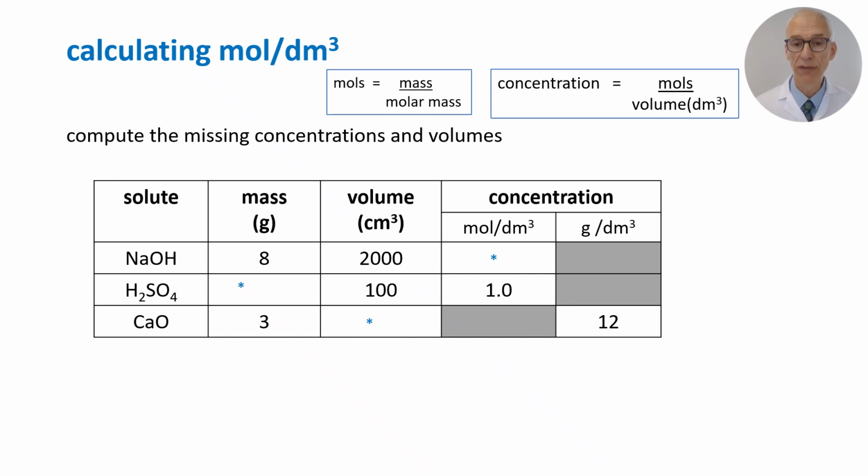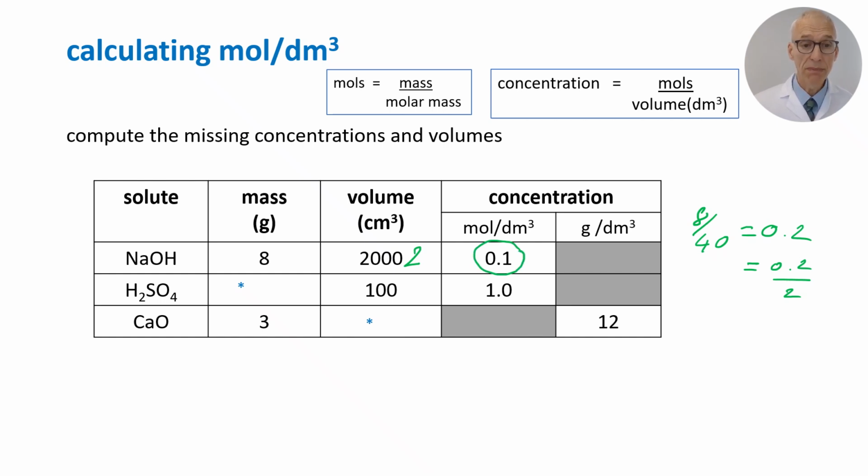Okay, so I'm going to reveal. The first answer is 0.1. Where does this come from? Well, I calculate the number of moles as being 0.2. And the volume, of course, is not 2000, but 2 decimeters cubed. So the concentration is moles divided by volume, which comes to 0.1.